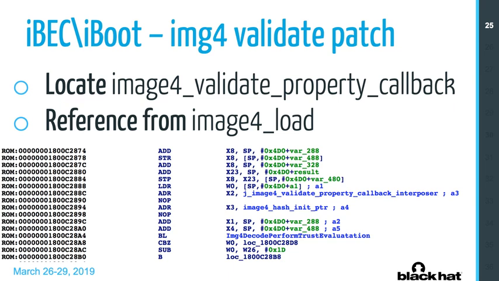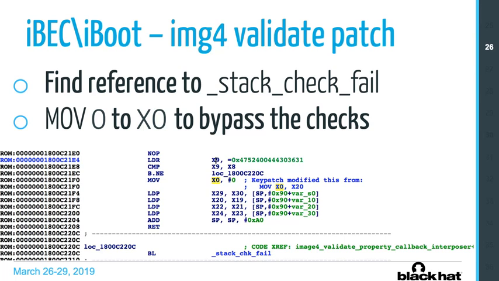And if all the properties are good, it's going to continue the boot. And it gets a reference to the image for load. It's an easy way to find it. Just look for one of the properties, for example, BNCN, and there will be only one reference to the image for validate property callback.